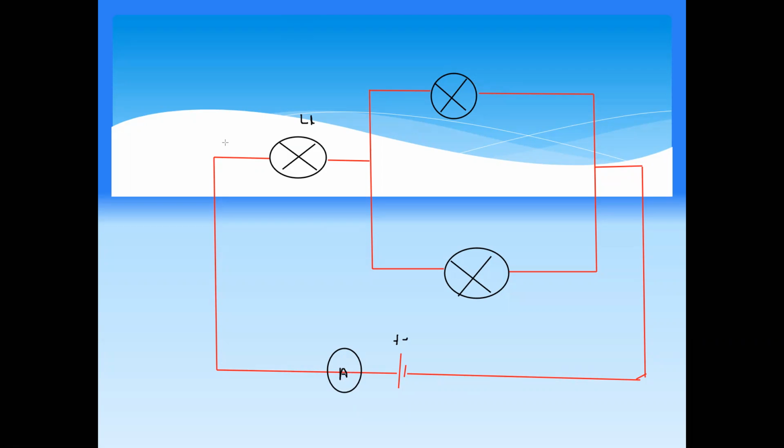But if I want to measure current in lamp 2, so this is lamp 2, I want to measure the current in the second lamp. So the ammeter goes before or after. If I want to measure current in lamp 3, the ammeter will be before or after the component.